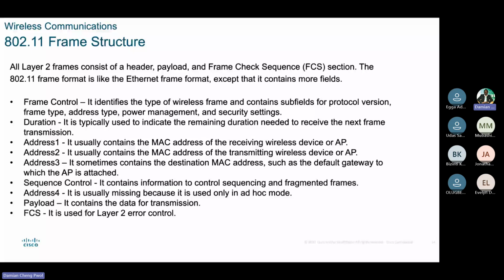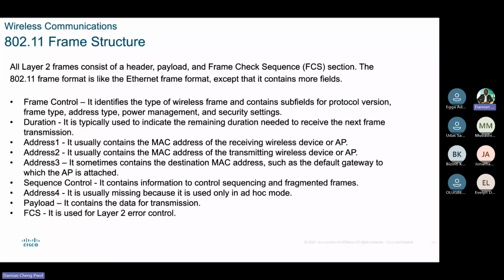A frame has a structure, just like when we looked at the IP version 4 and IP version 6 headers, which have a structure. The same goes for a frame. A frame has its own kind of structure. All layer 2 frames consist of a header, payload, and frame check sequence section. The 802.11 frame format is like the Ethernet frame format, except that it contains more fields.